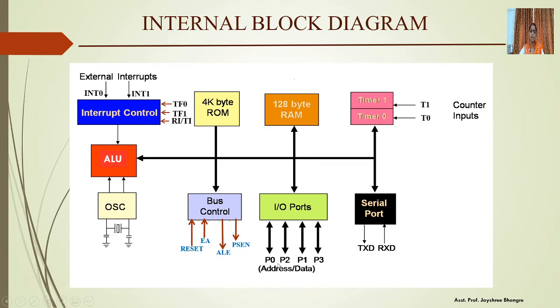If the external memory is not connected, then port 0 and port 2 are used as general purpose ports. And if the external memory is connected, then port 0 and port 2 act as a multiplexed address and data bus. This is the dual role of port 0 and port 2. Port 1 and port 3 are used as general purpose ports.